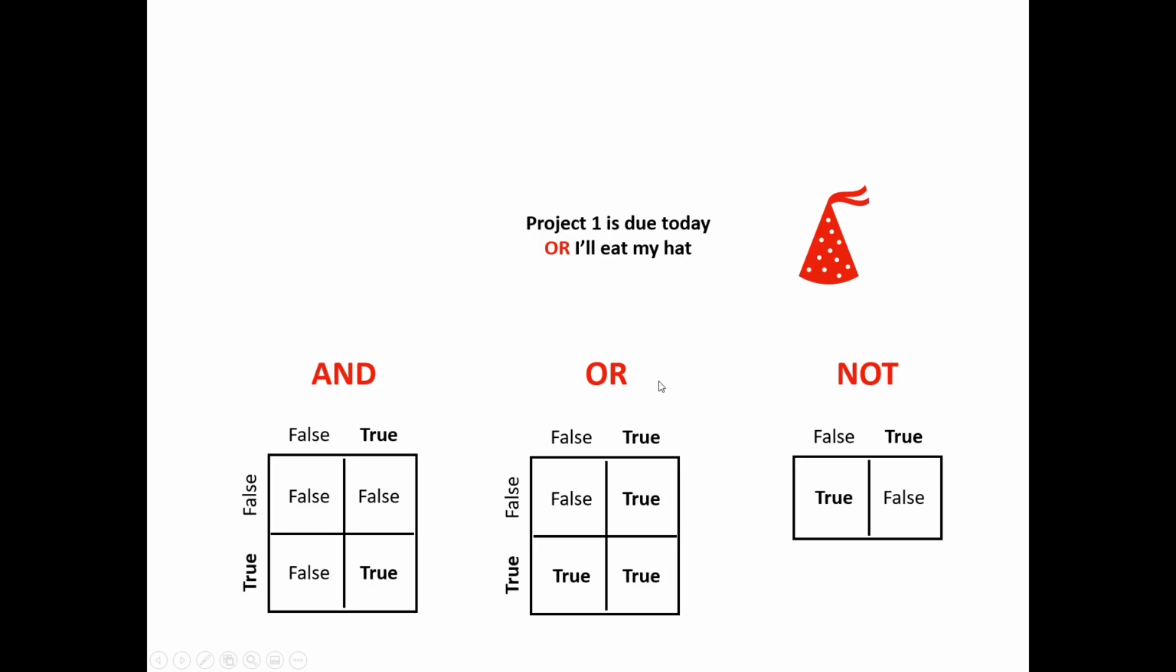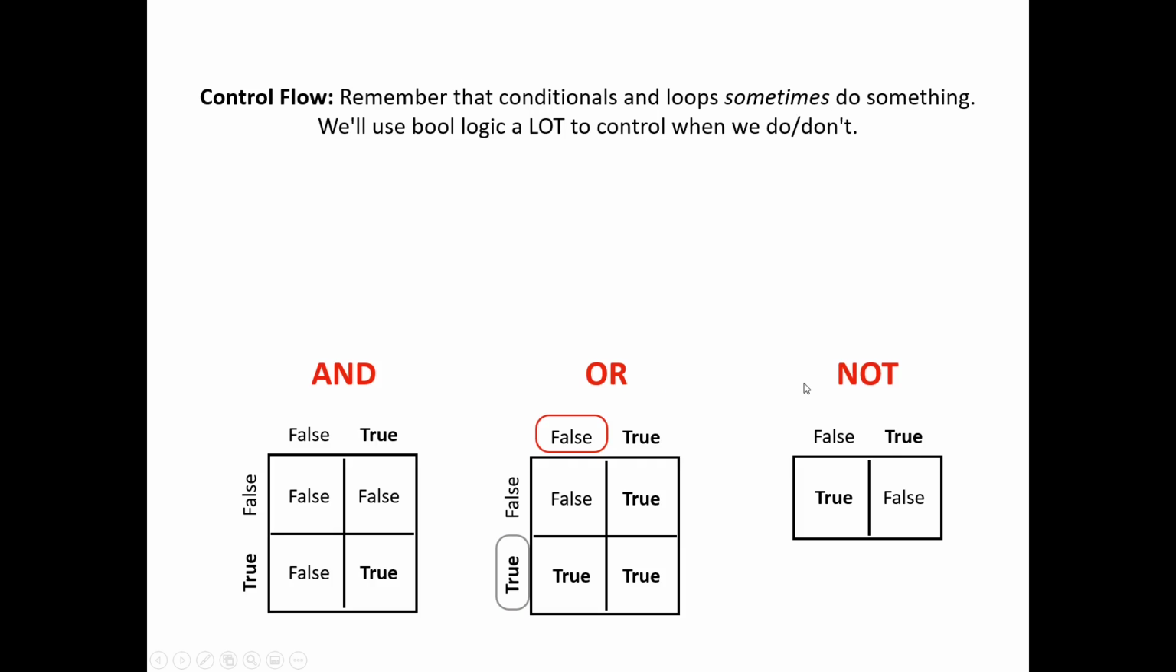And finally, the not. I don't have a great example for not, but it just reverses whatever we have here. So something that's false, if it's not false, it's going to be true. Something that is not true is going to be false.